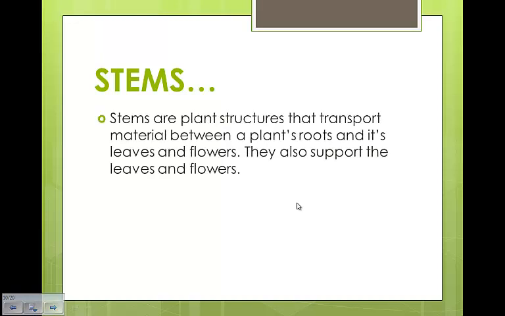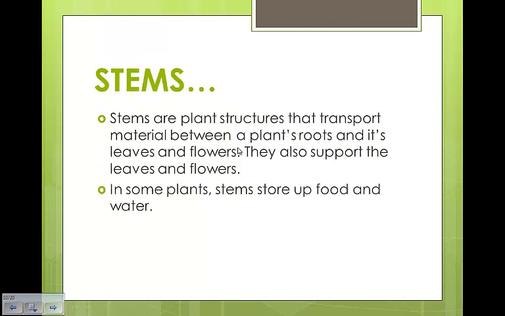All right, let's look at the stems. The job of the stem is to transport between the plant's roots and the leaves and the flowers, and also it supports the leaves and the flowers, holds them up.